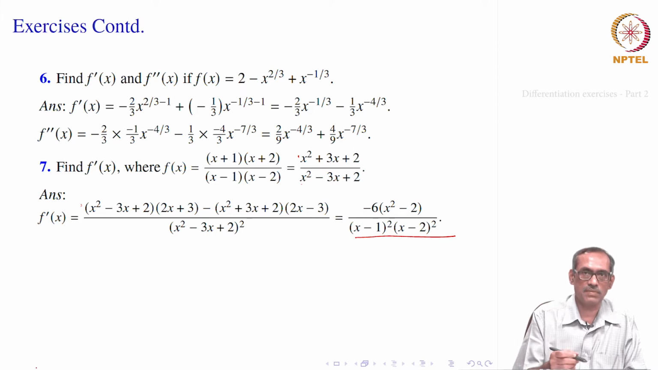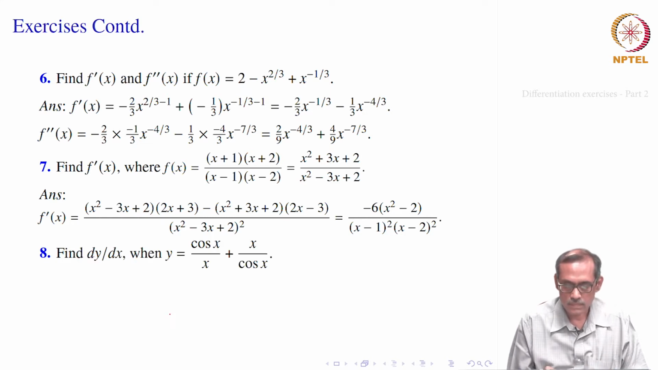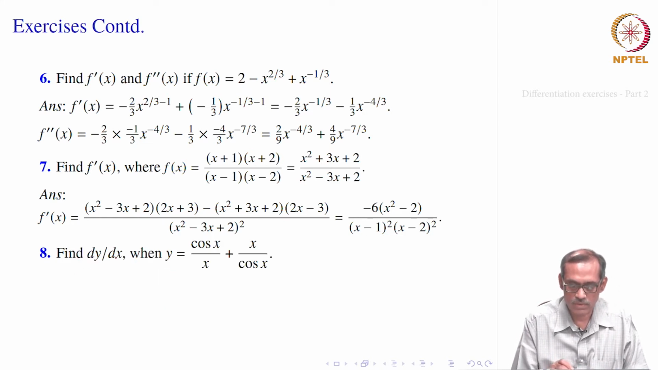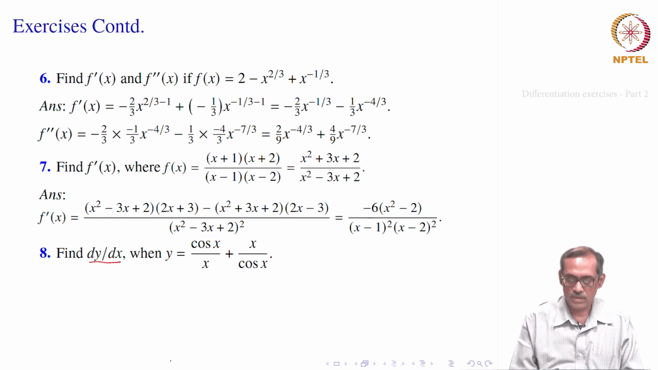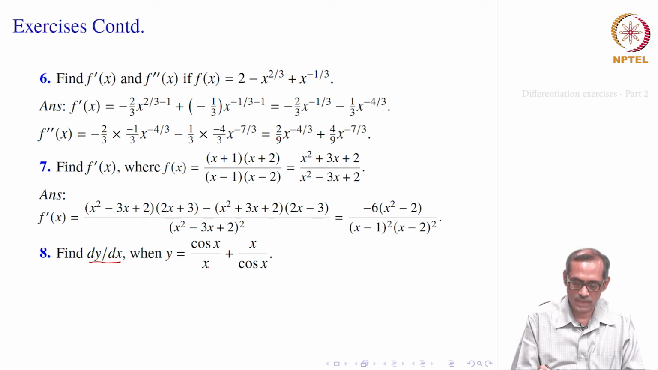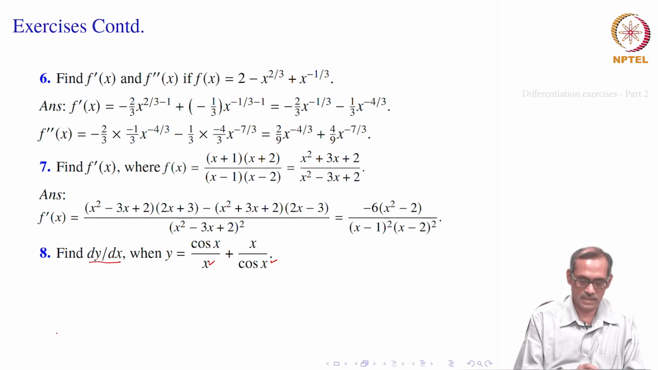These are simple applications of whatever rules of differentiation we have learnt. So, we go to the next problem. Here again we want to find dy/dx, given that y is cosine x by x plus x divided by cosine of x. So, of course, it is not differentiable at x equal to 0, and also at multiples of pi by 2 there is a problem. So, except that, wherever it is differentiable, what is dy/dx? That is the way we interpret the question, that wherever this function is defined, what about dy/dx?